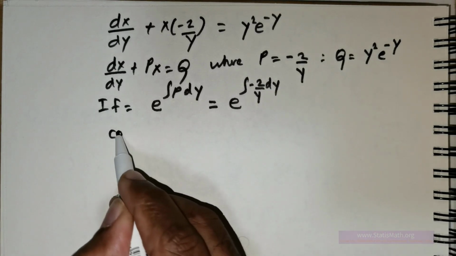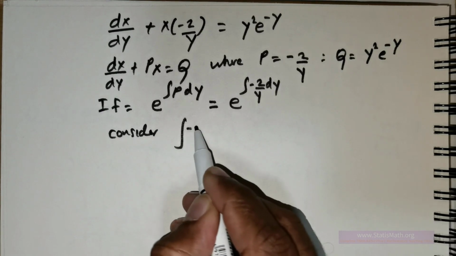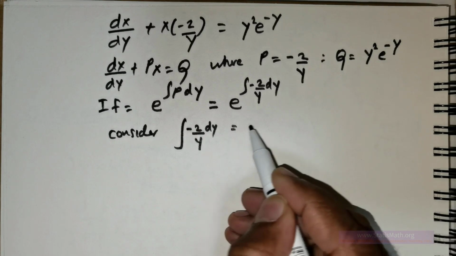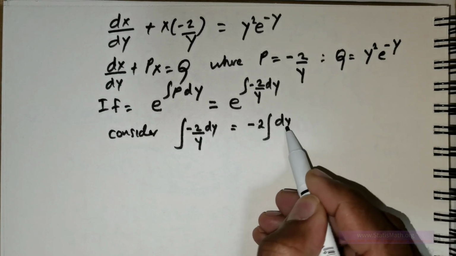So now what we have to do is to just consider the integral of negative 2 times dy divided by y, which I can rewrite as negative 2 times the integral of dy over y.